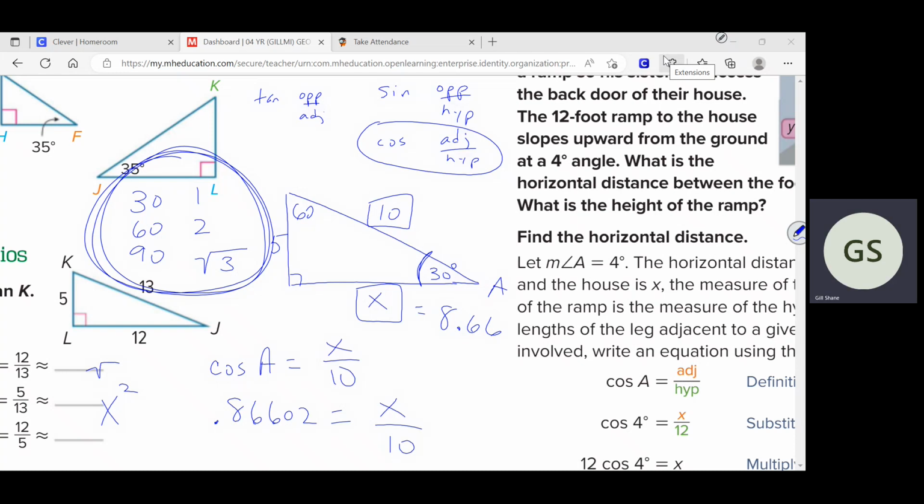You just have to understand the shortest side times 2 gives you the hypotenuse. The shortest side times the square root of 3 gives you that side. If you're going the other direction, you would divide by those numbers. So 10 divided by 2 is that. 8.66 divided by the square root of 3 would give you that. It's the only way to do it on the quiz.